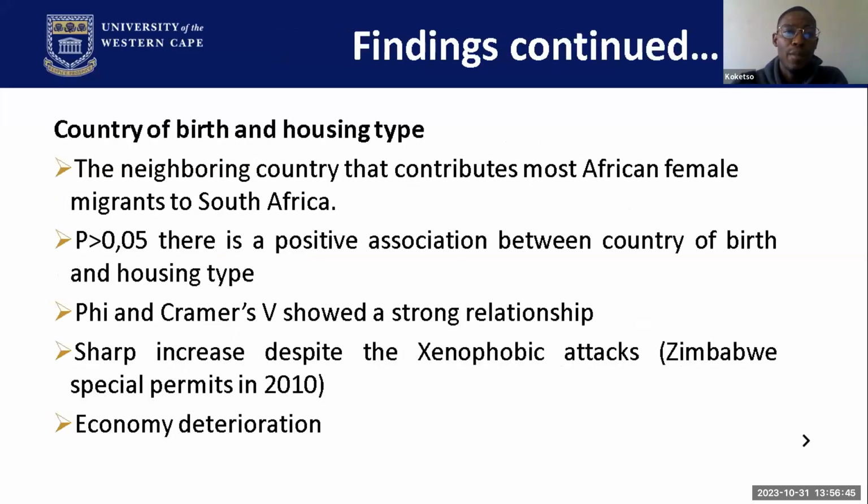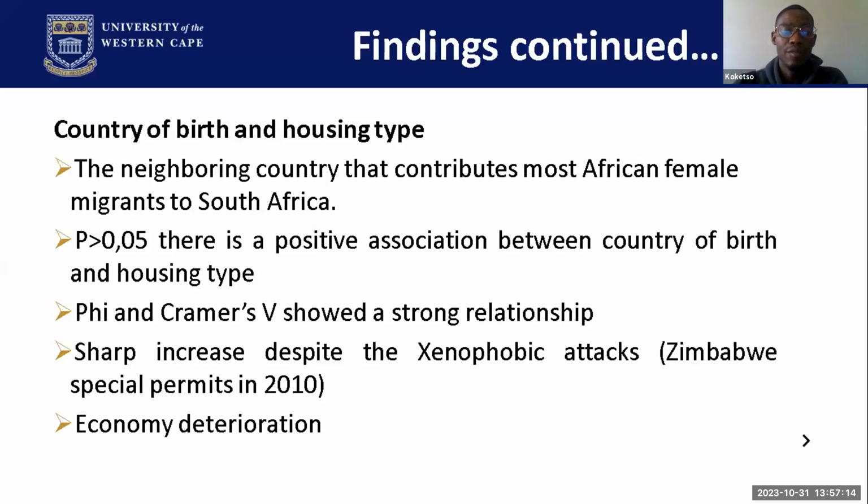As for country of birth, the main objective was to check whether the neighboring country contributes most African female migrants to South Africa. The results showed that there is a positive relationship between country of birth and housing type, and Cramer's V and Phi also ascertained it by showing a strong relationship.